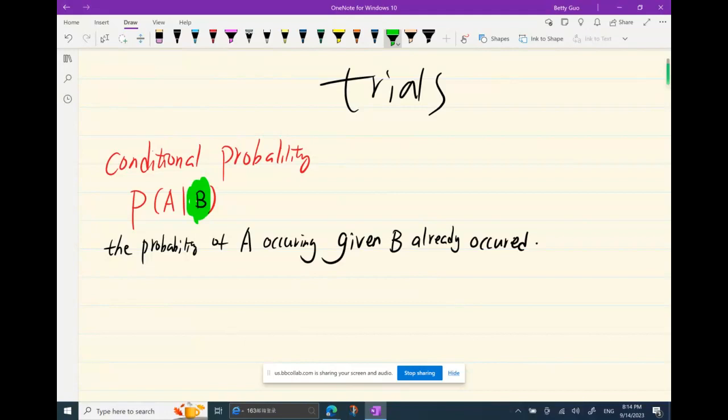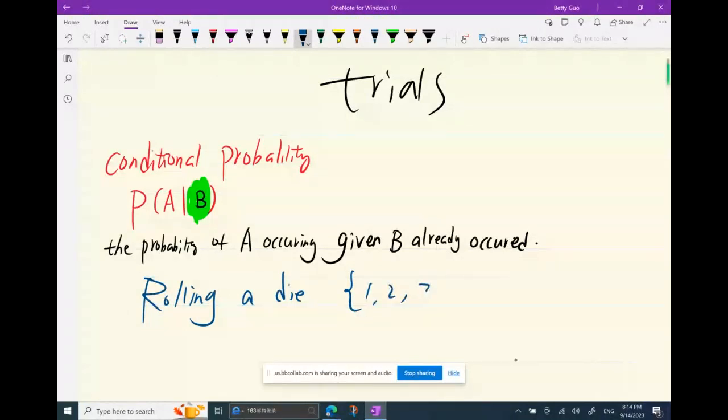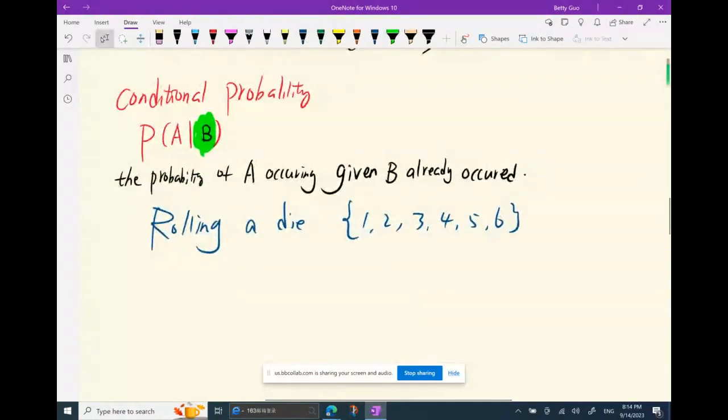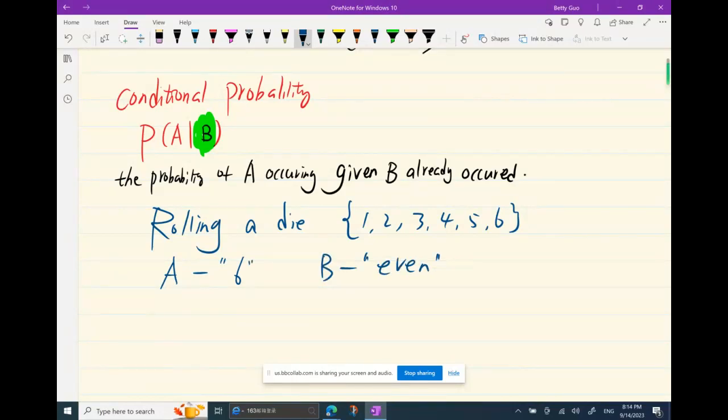All right, let me give you an example. I like to use rolling a die to explain the concept because it's so simple. Rolling a die: the sample space is a set containing 6 outcomes. We are going to consider these two events, and we are going to compare and contrast those two probabilities.